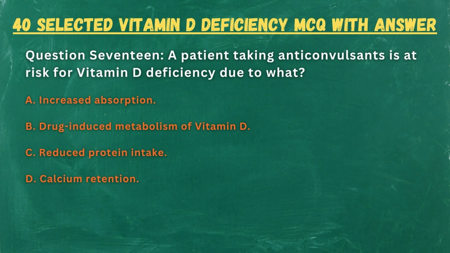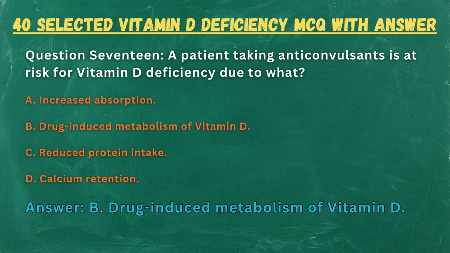Question 17. A patient taking anticonvulsants is at risk for vitamin D deficiency due to what? A. Increased absorption. B. Drug-induced metabolism of vitamin D. C. Reduced protein intake. D. Calcium retention. Answer: B. Drug-induced metabolism of vitamin D.